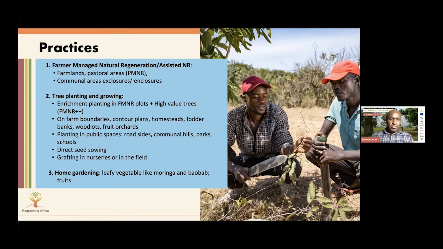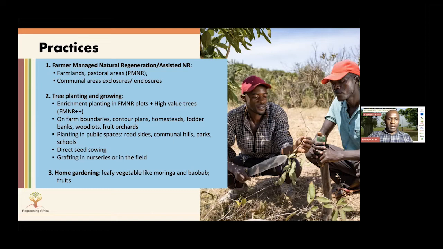So we've combined this with other opportunities like targeting degraded communal lands, and especially in the context of Ethiopia, where we actually see a lot of degradation in communal areas, given that management is limited and given that open access is actually the norm.